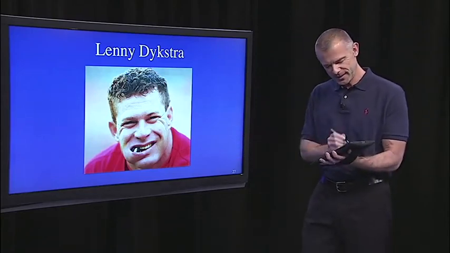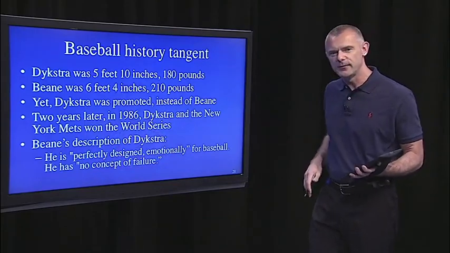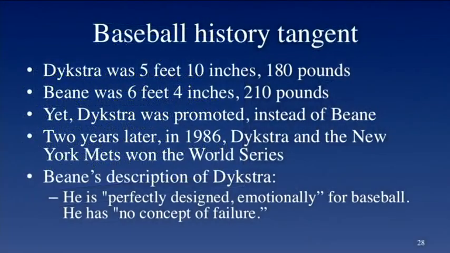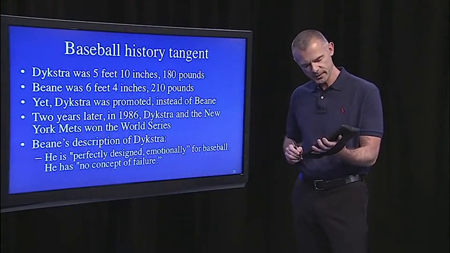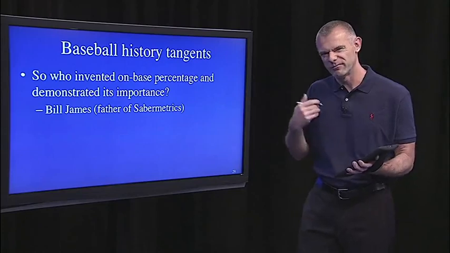Dykstra wasn't. So Dykstra was 5'10", 180. Beane was 6'4", 210, and Beane was faster. Yet Dykstra was promoted, went to the majors. 2 years later, the Mets won the World Series. Dykstra won the championship. Beane never really amounted to anything as a player. And I love Beane's description of Dykstra: he's perfectly designed emotionally for baseball. He has no concept of failure. The point is that Beane was too analytical at the plate, which makes for a bad hitter. That's why I don't play baseball.